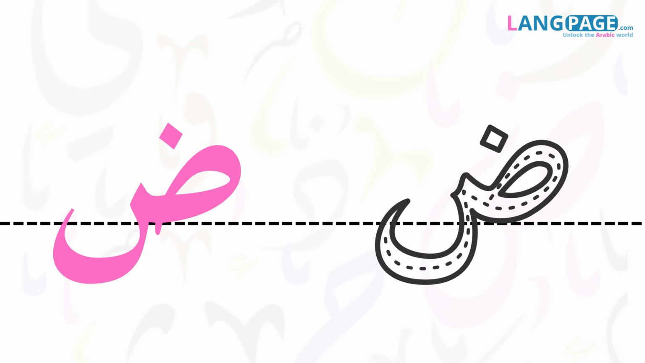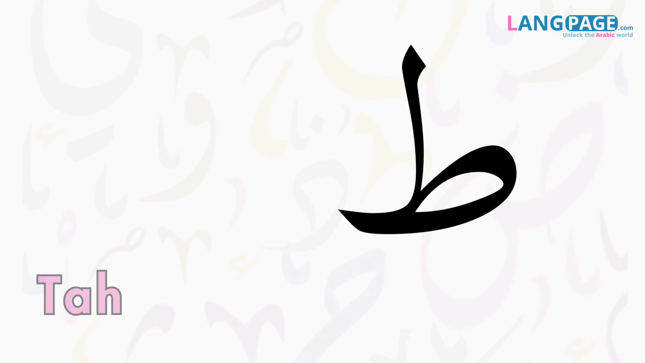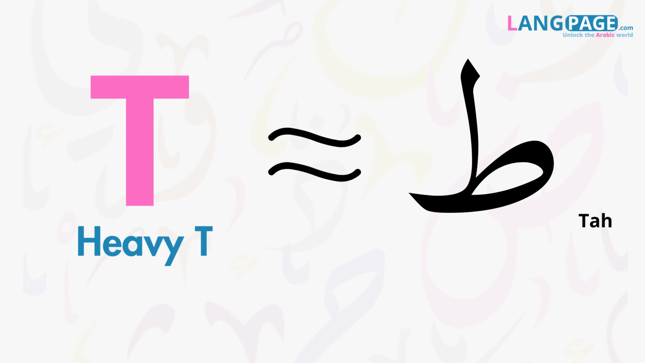Now we will write the letter ضاد. As usual, I have my line. I will start with the loop, it's on the line, then the semicircle will go below the line, and don't forget the dot above. The letter Thah, which equals T but heavy, Thah.